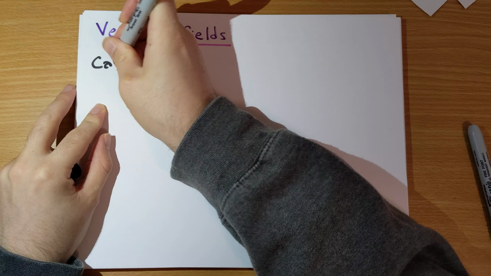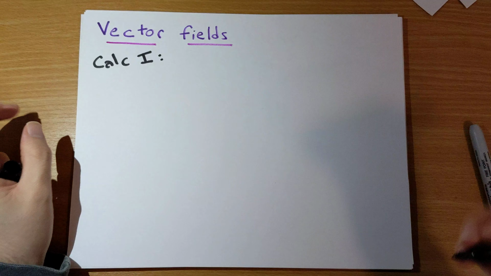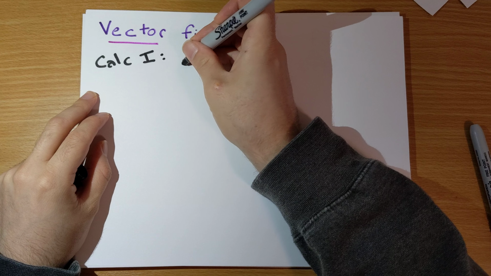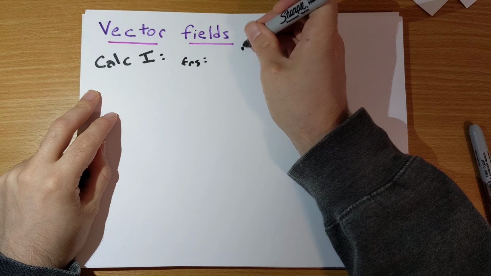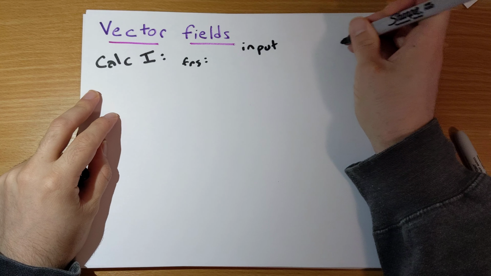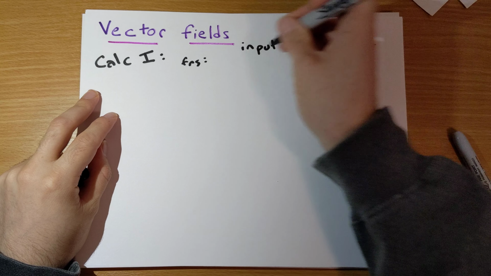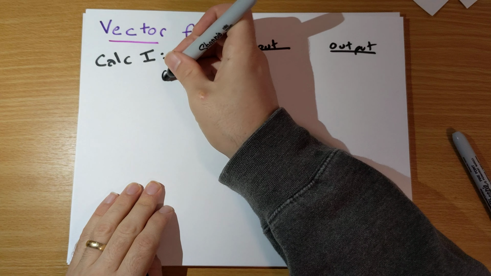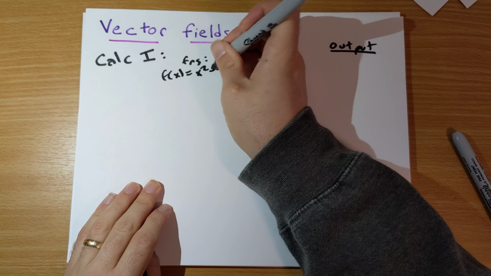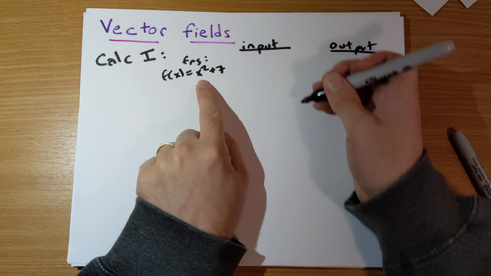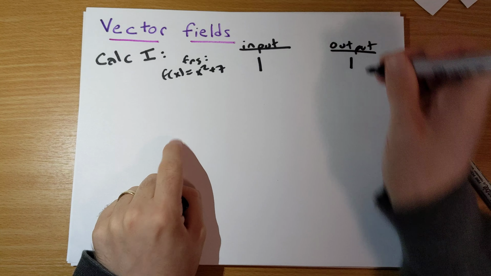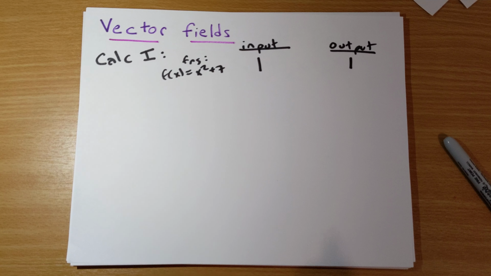So in Calc 1 and also in Calc 2, we were mainly concerned with functions, and let's think about the number of inputs and the number of outputs that we have. So we can think of a one variable function like f of x is equal to x squared plus 7. This has one input, x. This has one output, x squared plus 7.